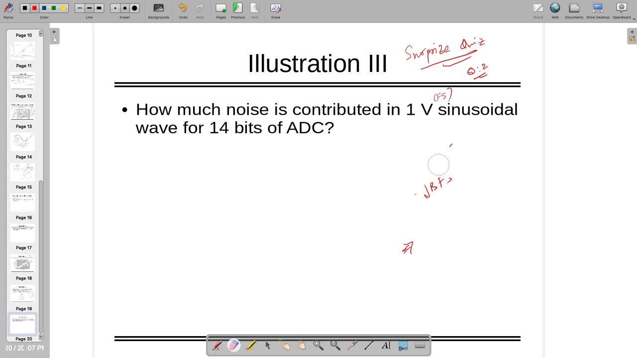So tell me, 86 dB. What 86 dB? How much is noise? Not SNR. Who cares about SNR? Okay, I agree. Everybody, like Shubham, is an expert of the table of 6. 14 times 6 is 84, right? 1 upon 2 to the power 14. That's the noise you're going to see, right? So how much? 1 by 2 raised to 14.